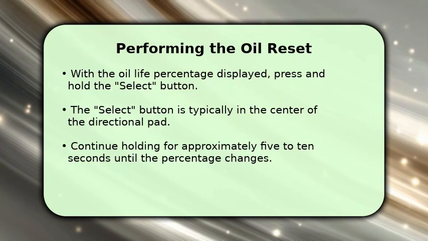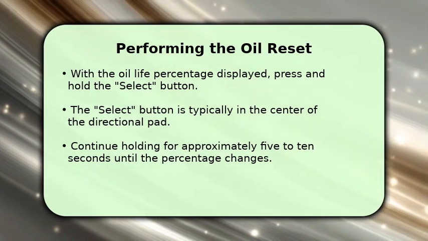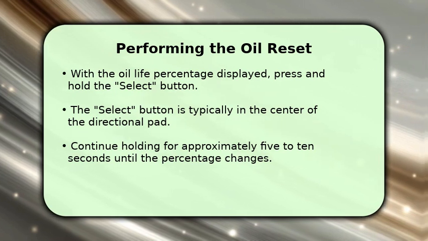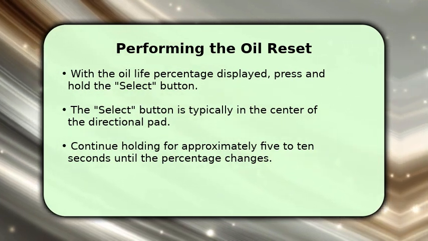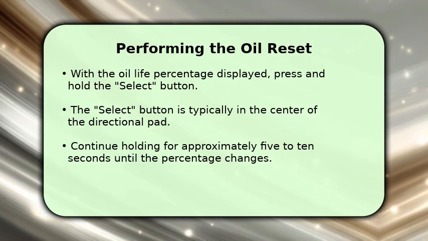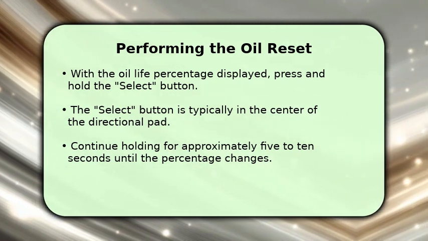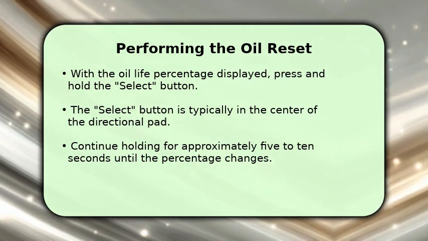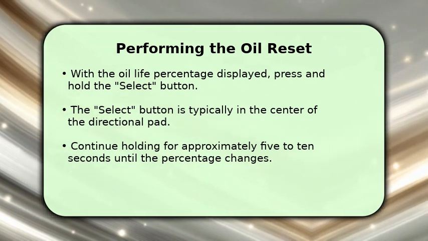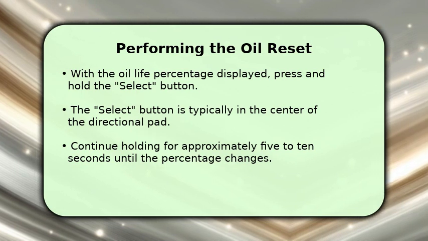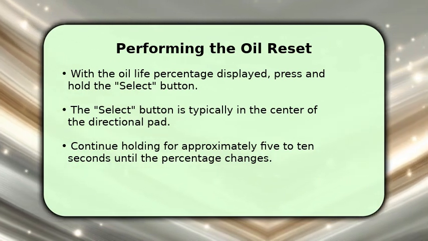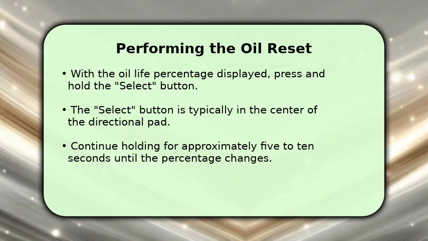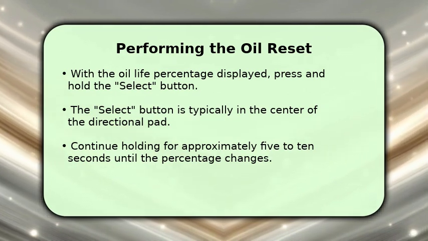Once the oil life percentage is clearly visible on your display, locate the Select button, usually found in the center of your steering wheel's directional pad. Press and hold this button firmly. Keep holding it for about 5 to 10 seconds. You should observe the oil life percentage on the screen reset, typically to 100%, confirming the reset.